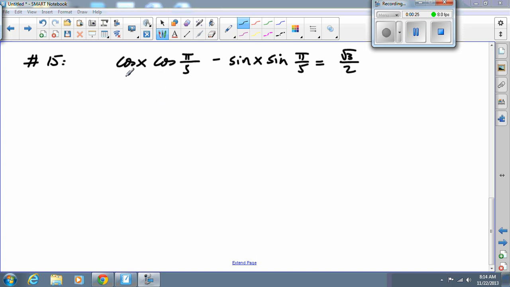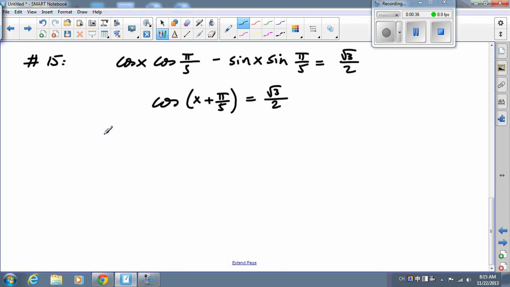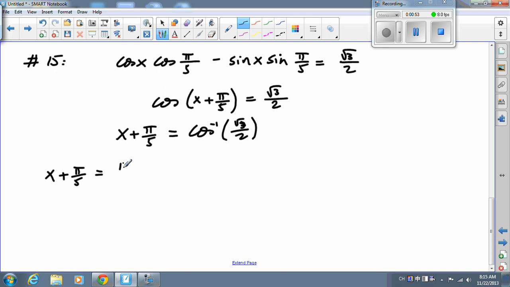If you look at your green paper, this whole thing is actually cosine of x plus pi over 5. That should be equal to square root of 3 over 2. So I can say that x plus pi over 5 is equal to the cosine inverse of square root of 3 over 2. From here, I will say x plus pi over 5 is equal to pi over 6 plus 2 pi n, or x plus pi over 5 is equal to negative pi over 6 plus 2 pi n.